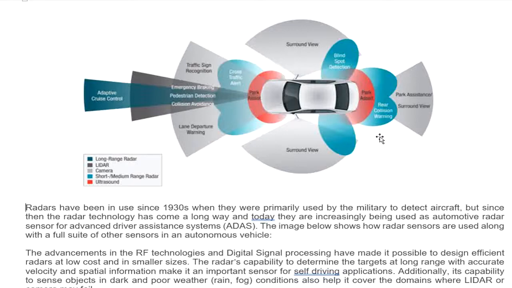The advancement of radar technology and digital signal processing makes it possible to design efficient radar at a low cost and in smaller size. The radar's capability to determine targets at long range with accurate velocity and spatial information makes it an important sensor for self-driving. Not only that, it's able to sense objects in the dark and in poor weather like rain and fog conditions. Yeah, it's better than a lidar or the camera.